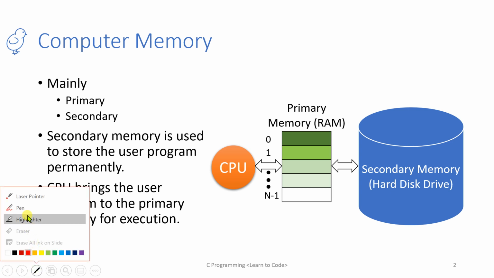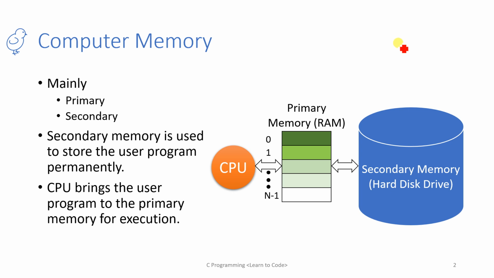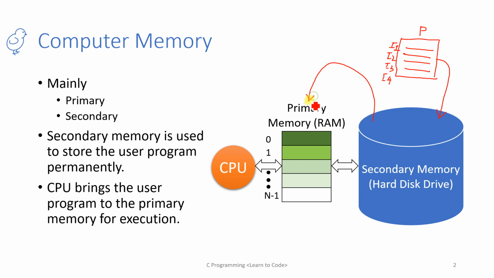So let me explain by drawing a figure. Let's say I am a programmer, and I write a program. Let's say P is the program name, and my program consists of some instructions. Let's say there are 4 instructions: I1, I2, I3 and I4. After writing this program, I need to store it to the hard disk or the secondary memory. So it will be stored permanently inside the secondary memory. If I want to execute this program, then this program must be loaded to the primary memory.